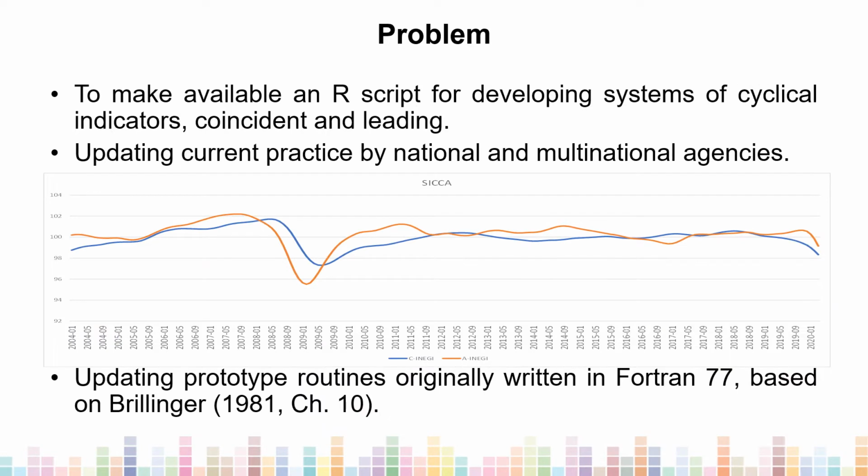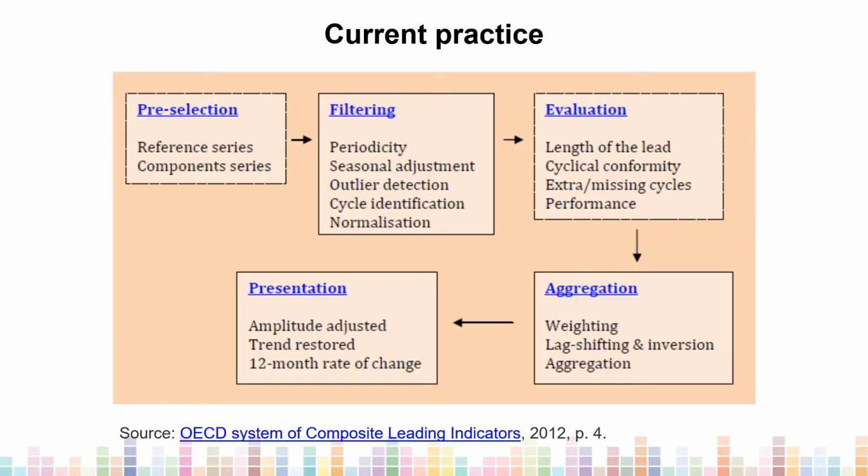Our project aims to make available R scripts for developing systems of cyclical indicators, by updating and improving upon current practice by national and multinational agencies, and by updating prototype routines originally written in Fortran 77. From the beginning, about a century ago, development of cyclic indicators followed the 5 steps depicted in the slide. In this presentation, we shall concentrate on the one squared in red.